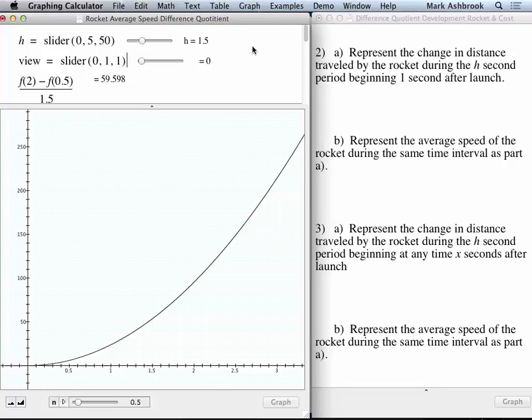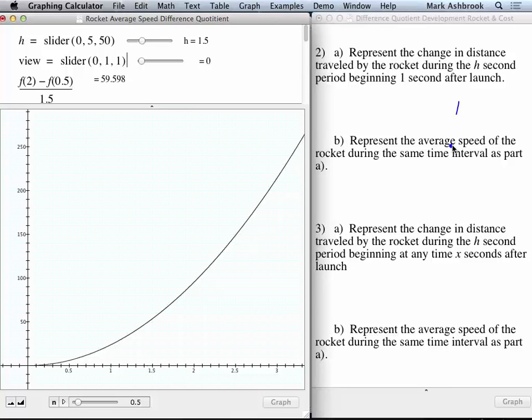Okay, let's see. Brooke, how did it go? So I want the change in distance. Let's take this one step at a time. What's the initial time? What's the starting time? Starting time, 1. And what's the final time?